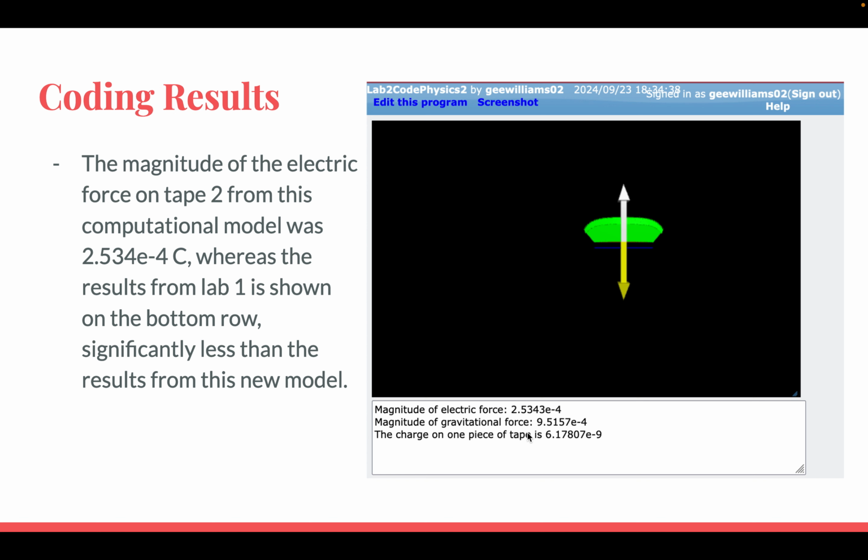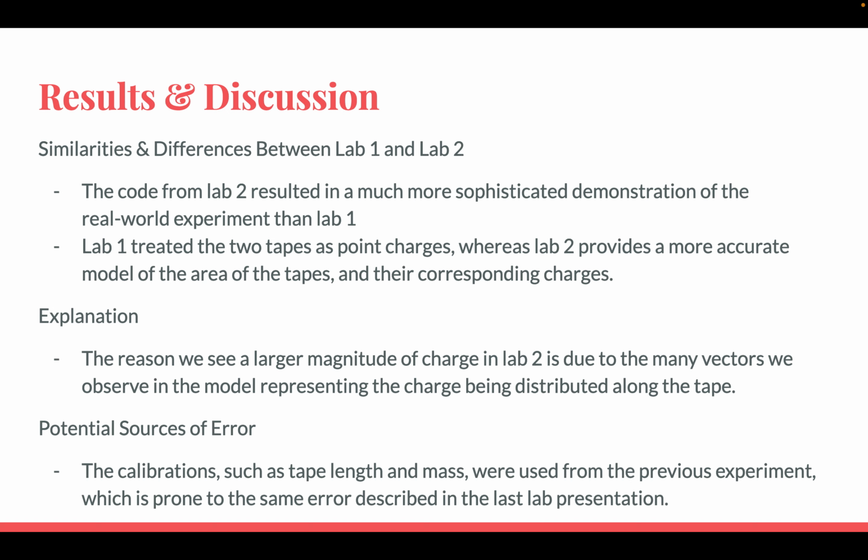And then I put in this from my last lab just so that we would have a point of comparison. It's still that 6.17 e negative 9. So the code from Lab 2 resulted in a much more sophisticated demonstration of the real-world experiment. And again, Lab 1 treated the two tapes as point charges, whereas Lab 2 provided a more accurate model of the tape. And the reason we see a larger magnitude in Lab 2 is due to the many vectors we observe in the model representing the charge being distributed along the tape instead of just a point charge acting on another point charge.